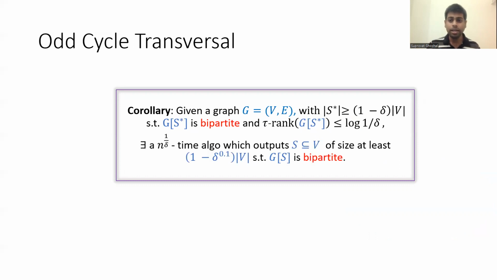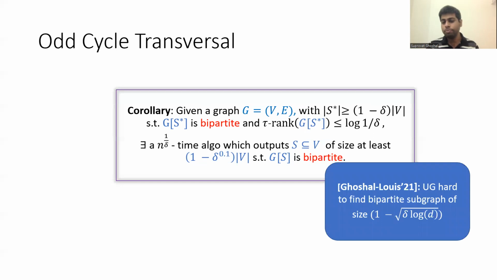Then there is an n to the 1 over delta time algorithm which will find a subset of relative size at least 1 minus delta raised to the 0.1, which induces a bipartite subgraph. Again, it's useful to compare this with known lower bounds. Previous work shows that in a similar regime, it is Unique Games hard to find bipartite subgraphs of size 1 minus square root delta log d in the worst case setting, where d is the max degree of the graph.